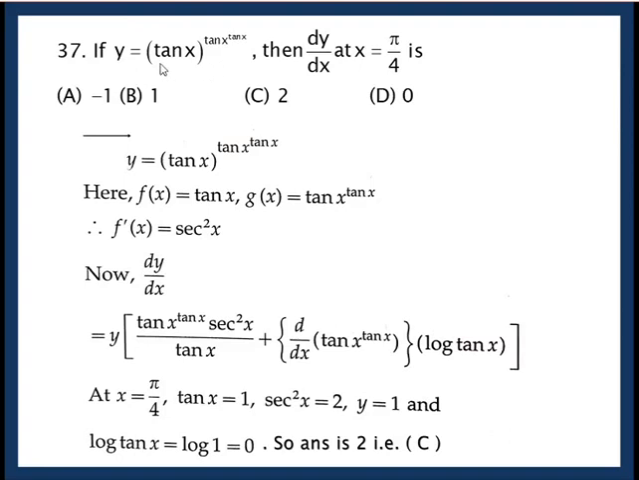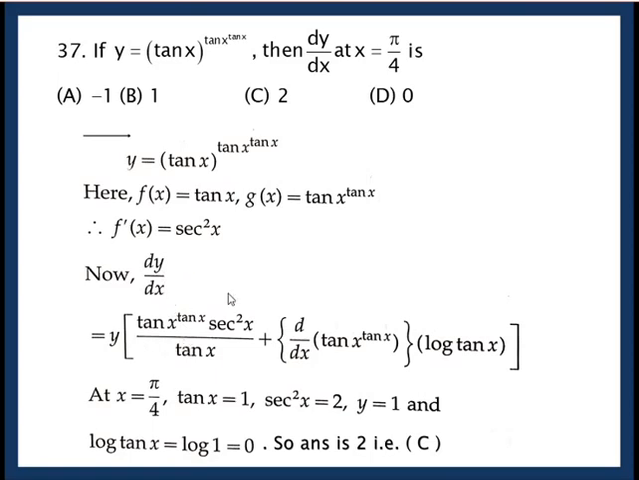Now this one: if y equals tan x raised to tan x raised to tan x, then what is the derivative at pi by 4? Here f of x is tan x, g of x, that is the index, is tan x raised to tan x. What is the derivative of tan x? Sec square x. So dy/dx.